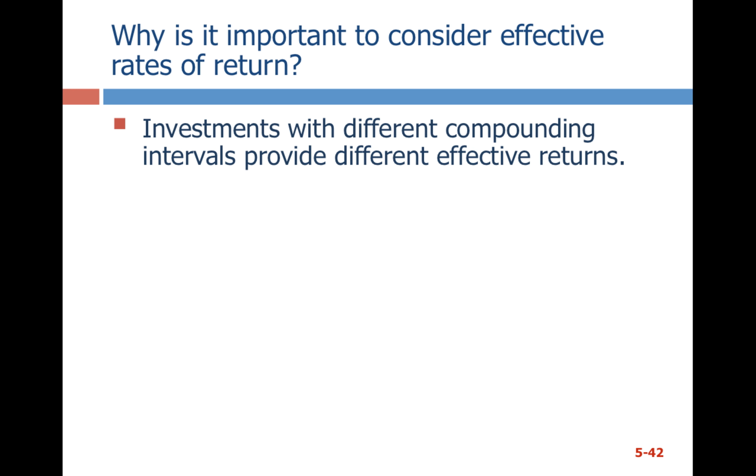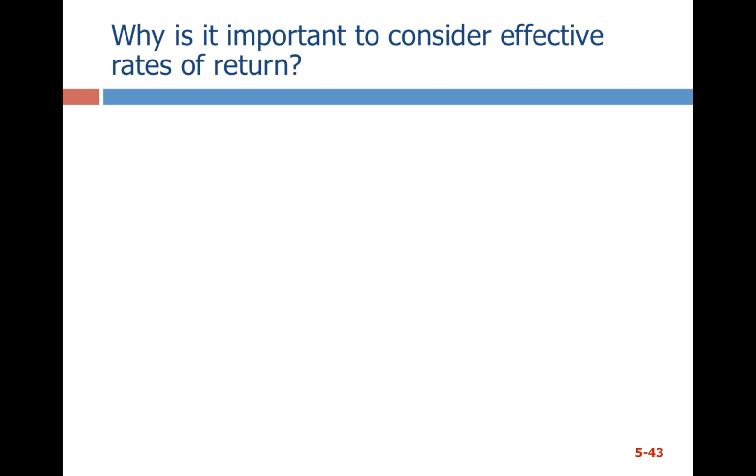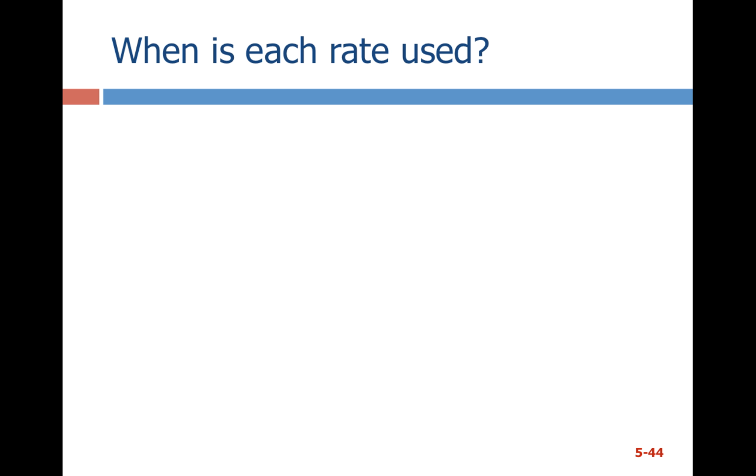So why is it important to consider the effective rate of return? Investments with different compounding intervals provide different effective returns. So to compare investments with different compounding intervals, you must look at their effective returns. You can see how the effective return is going to vary between investments with the same nominal rate but different compounding intervals. And you can see here that the more often they're compounded, the rate increases.